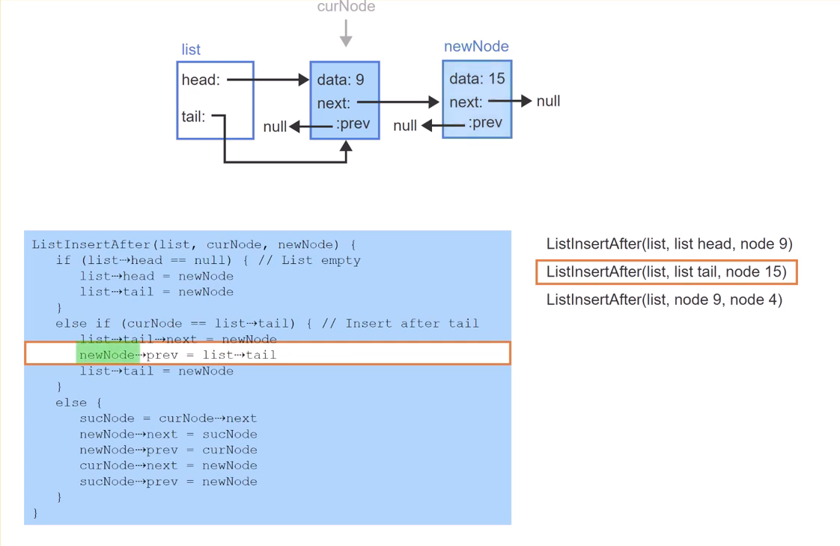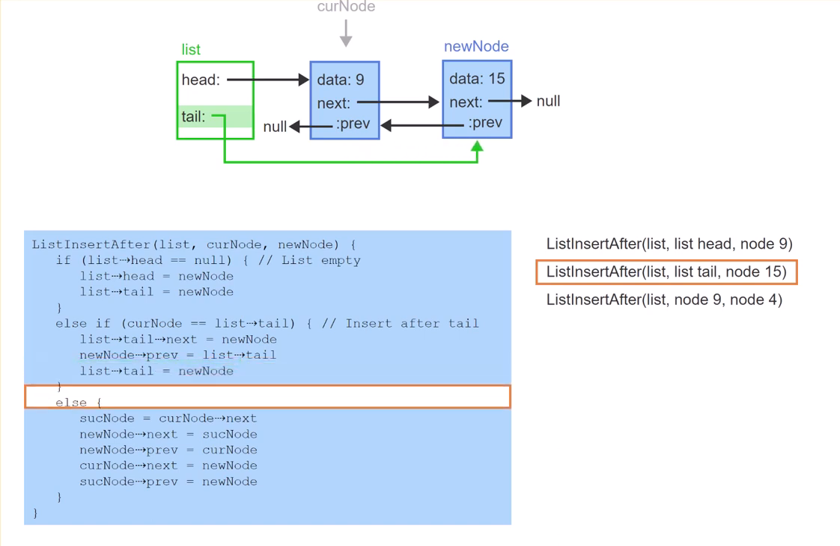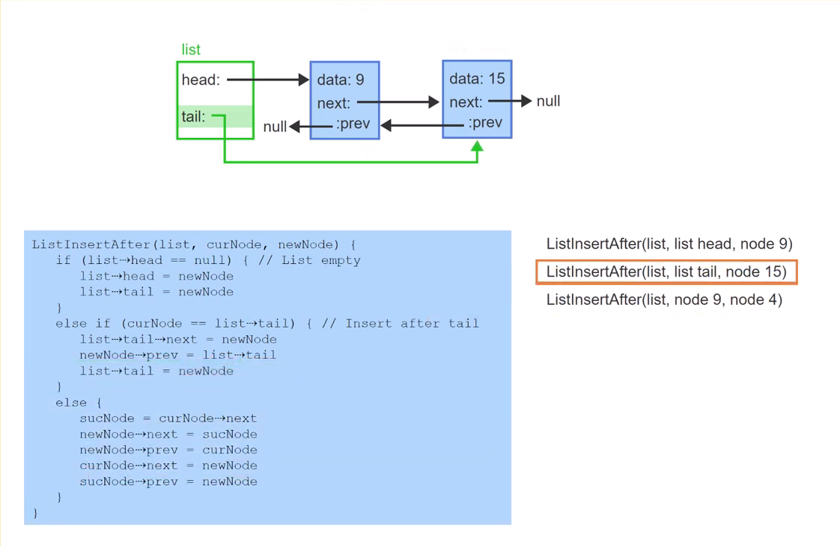Here you go. New node's previous equals the list tail, because the tail is not assigned yet. And here we're assigning the tail now. We're changing the tail to the new node because it's at the end of the list. And it's skipping the other one because now we have two nodes. Let's see what happens next.